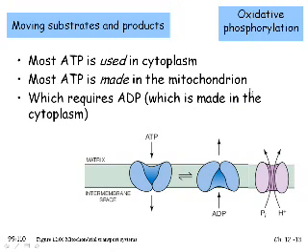Another example of something that's got to be moved around has to do with ATP. Most of the ATP that's going to be needed is going to be needed in the cytoplasm. Most of the ATP that's made is going to be made in the mitochondrion. And even to make ATP, you need ADP, and ADP is generated in the cytoplasm. So we're going to have to get stuff to move between these two compartments.